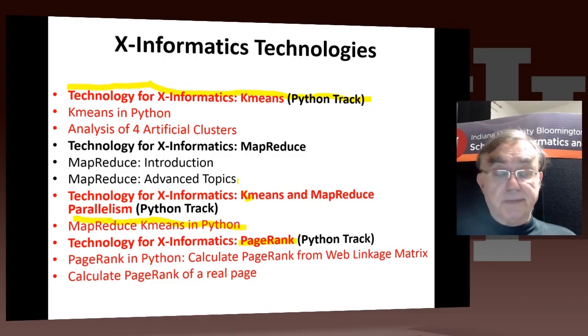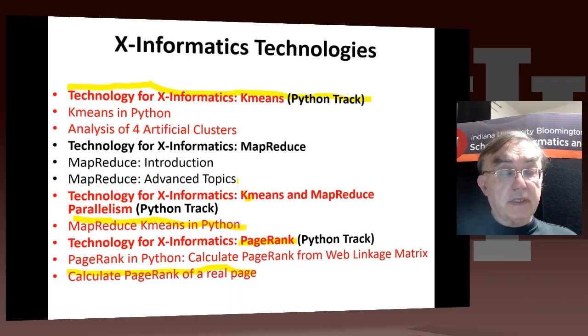Then we go to PageRank, and under PageRank we discuss two things: actually calculating the PageRank from a matrix, where we do simple examples of 6x6 and 8x8 matrices. And then we find out the PageRank of a real page by just extracting it from the web using a Python call to the web.